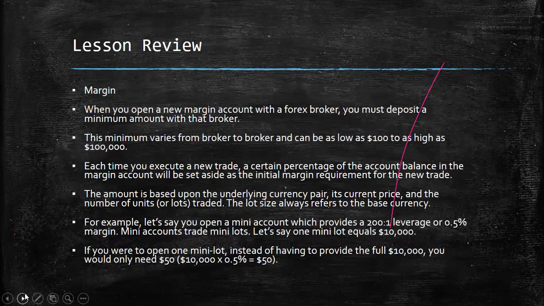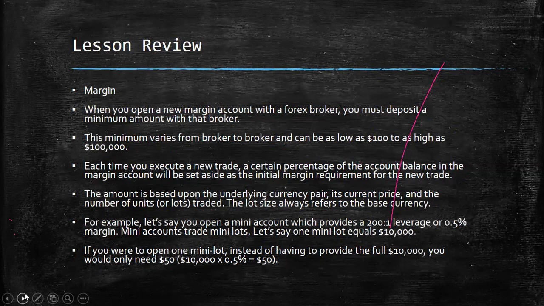The amount is based upon the underlying currency pair, its current price, and the number of units or lots traded. The lot size always refers to the base currency. Let's say you open up a mini account which provides 200 to 1 leverage or 0.5% margin, basically. Let's say one mini lot equals $10,000.